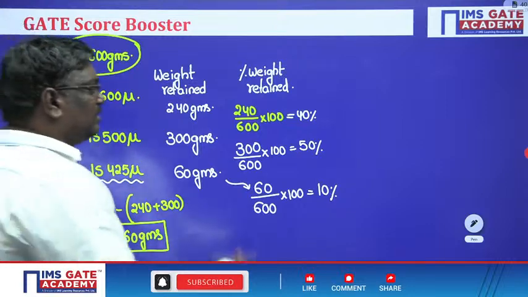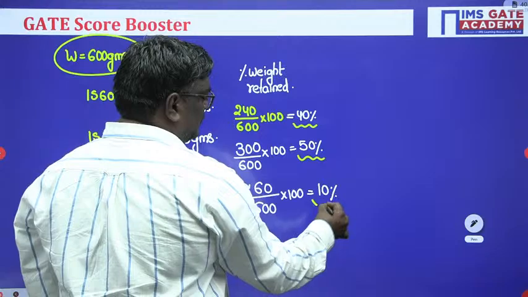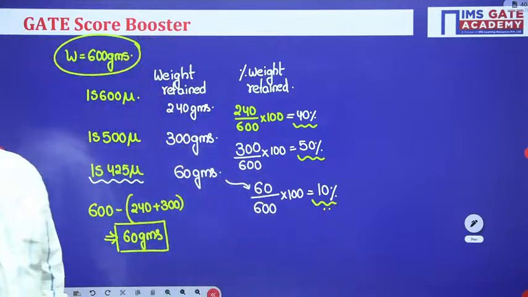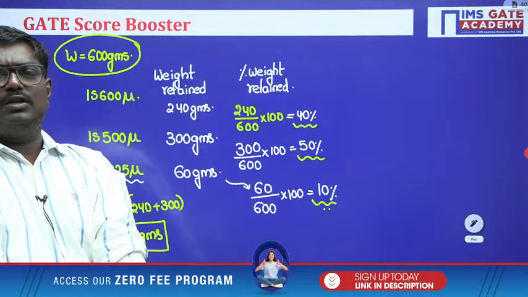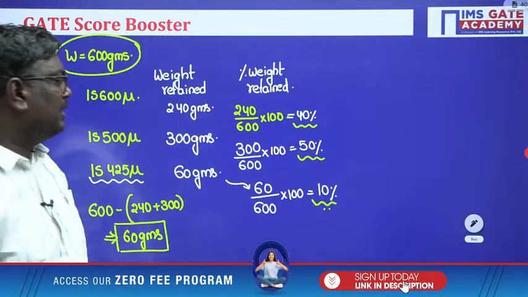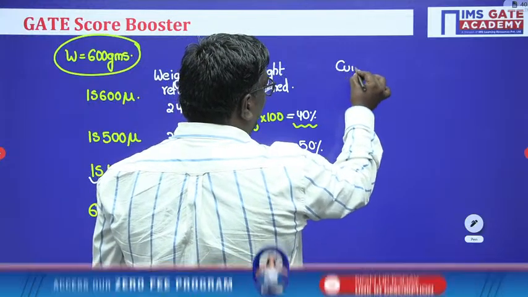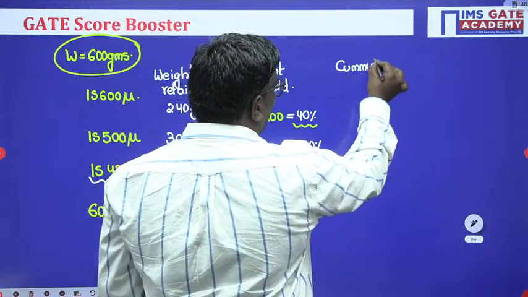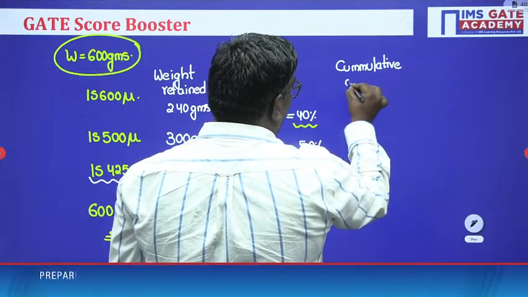This is equal to 10 percent. So the weights retained are 40 percent, 50 percent and 10 percent. This is the percentage weight retained. Next one we have is cumulative weight retained.